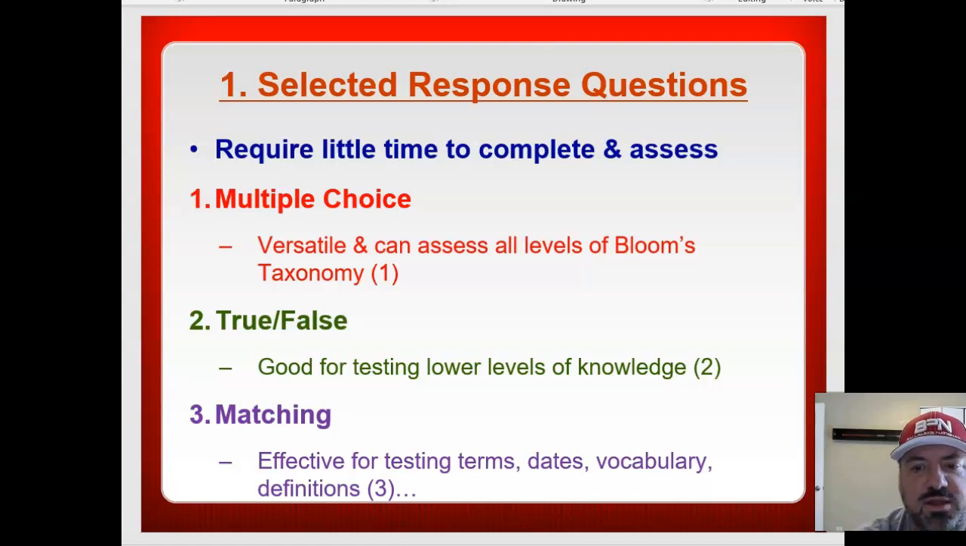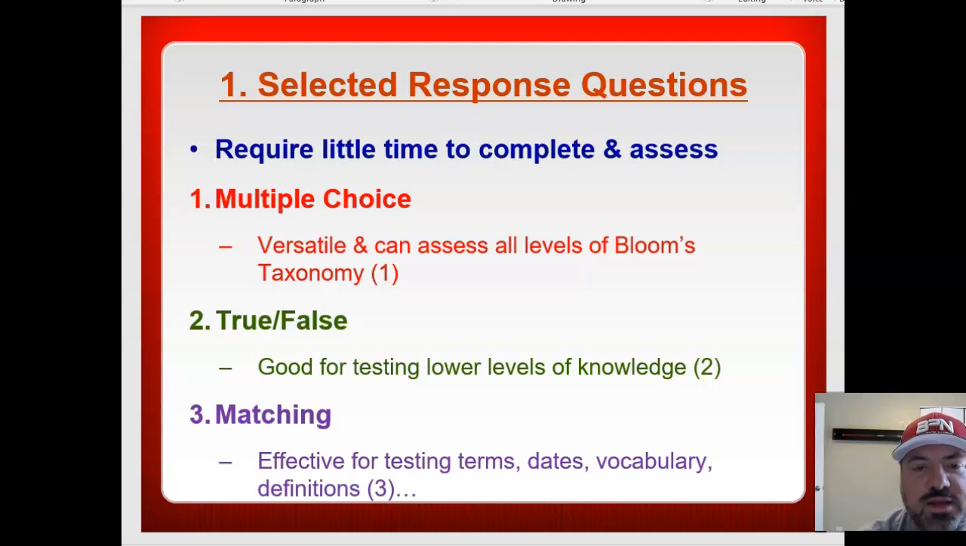Number 3, the matching question is another type of selected response question. They're effective for testing terms, possibly dates, vocabulary, maybe some definitions, maybe who did what, all right? So the one thing with these type of questions, sometimes they lead to just short-term memorization. We're really just looking into more of a recognition than a response or a deep level of understanding.